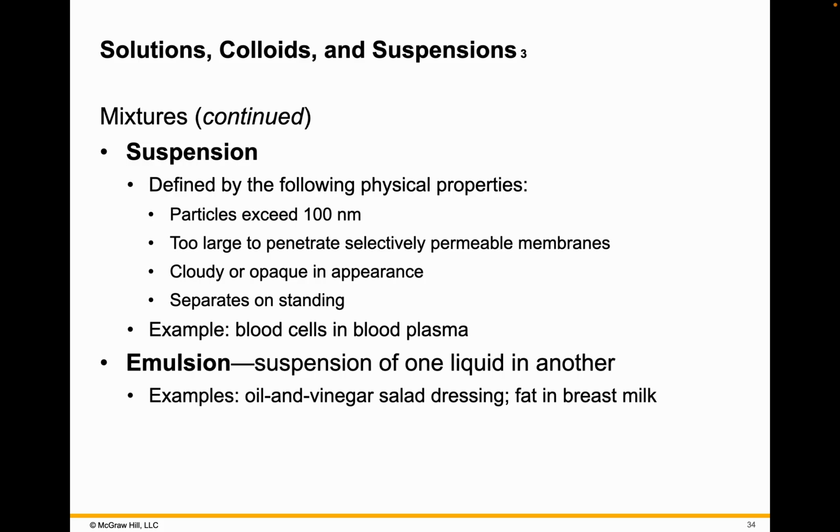A suspension, on the other hand, has particles bigger than 100 nanometers. They're too large to penetrate selectively permeable membranes. They are cloudy or opaque in appearance, and if you leave them sitting, they will separate just from the force of gravity. Blood cells in blood plasma would be an example of a suspension, and a more common suspension you might be aware of is muddy water. An emulsion is a suspension of one liquid in another, so oil and vinegar, salad dressings, fat, and breast milk. And when we get to digestion, we'll talk about emulsifying agents.